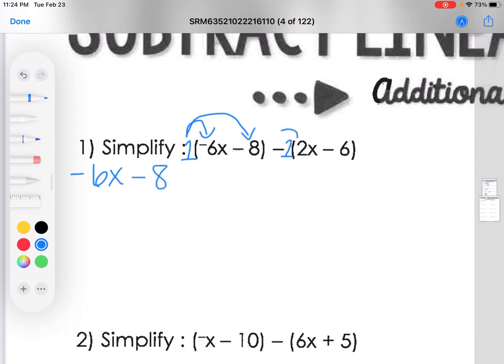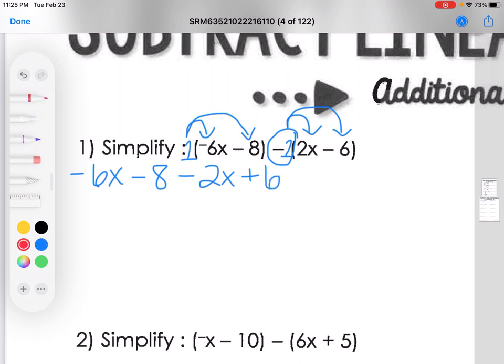Here I have to pay close attention when I'm working with subtraction. So I have negative 1 now that I'm multiplying, so I have to make sure to keep my negative with my 1. So negative 1 times 2x would be negative 2x, and negative 1 times negative 6 would be positive 6.